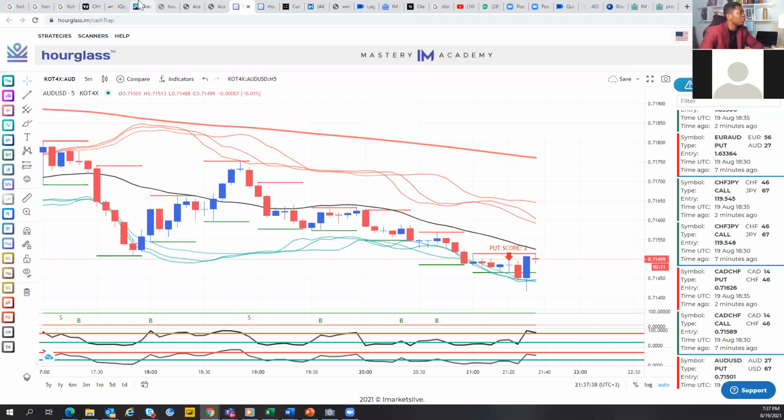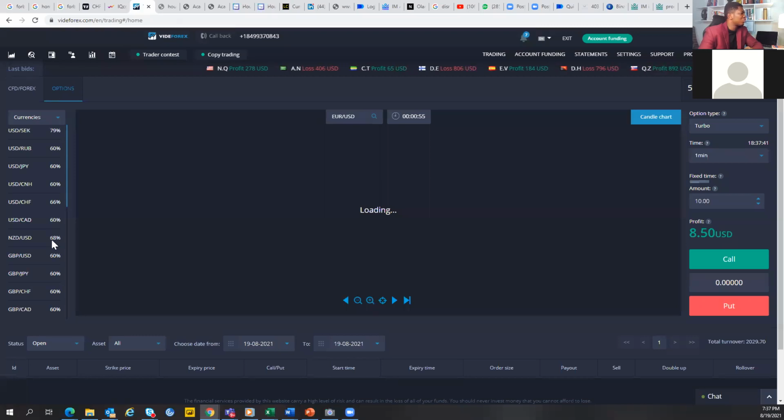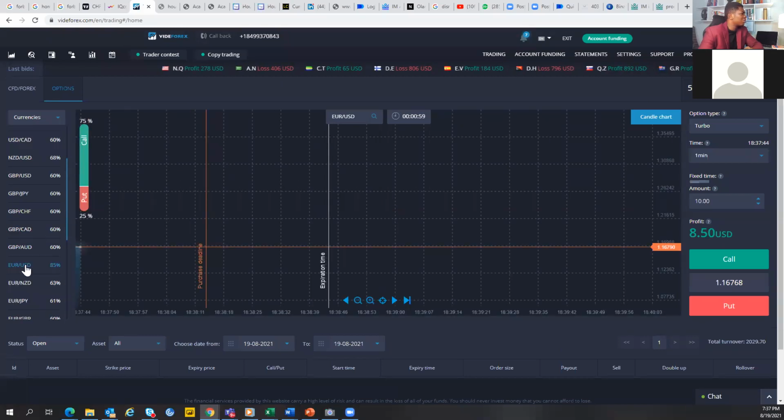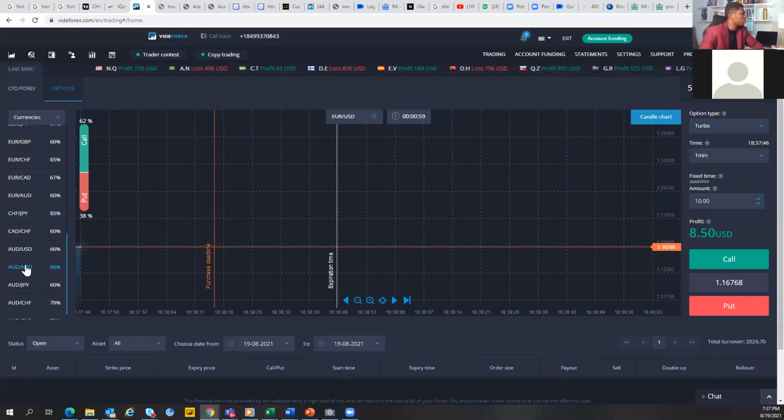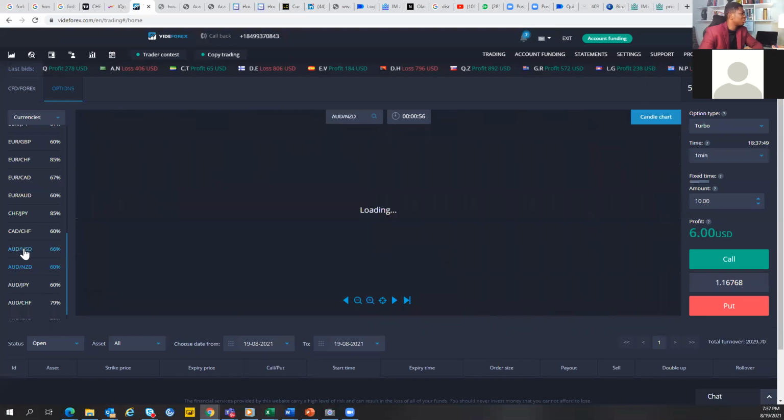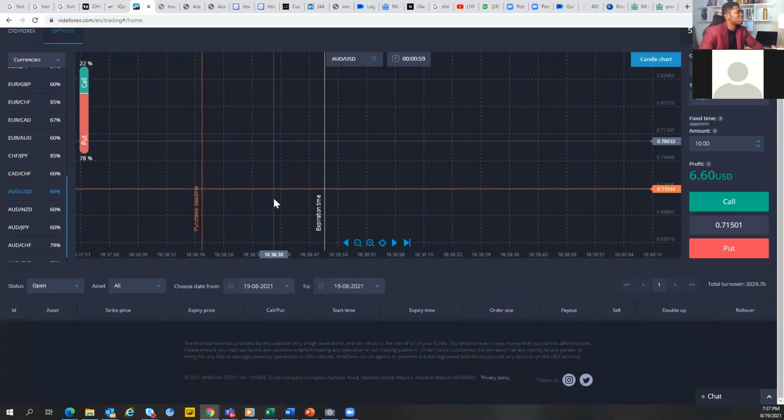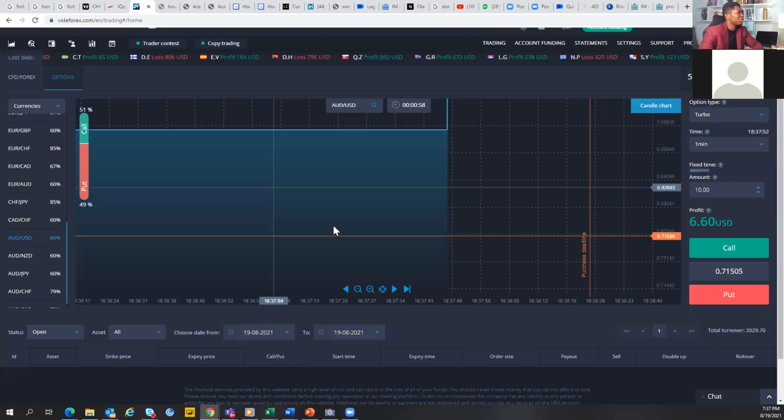I just really think it could open. I want to use live money to show you guys this example. Okay, so it's open. This particular account is open. AUD USD is just 66%. Okay.